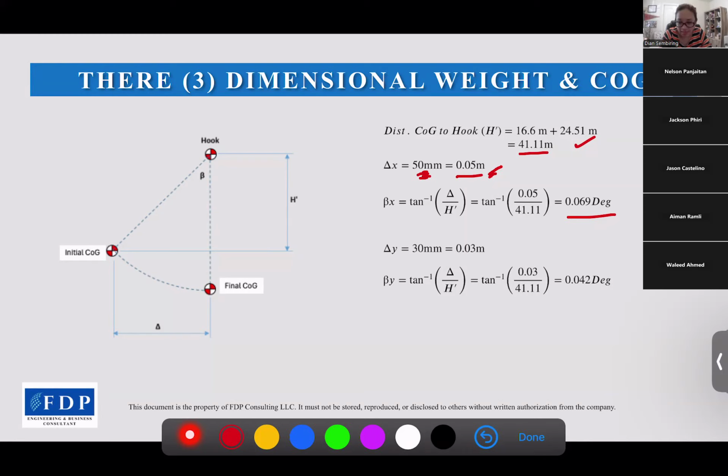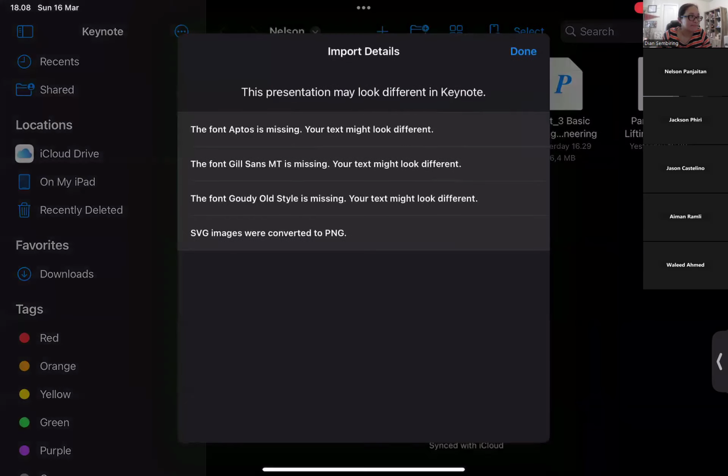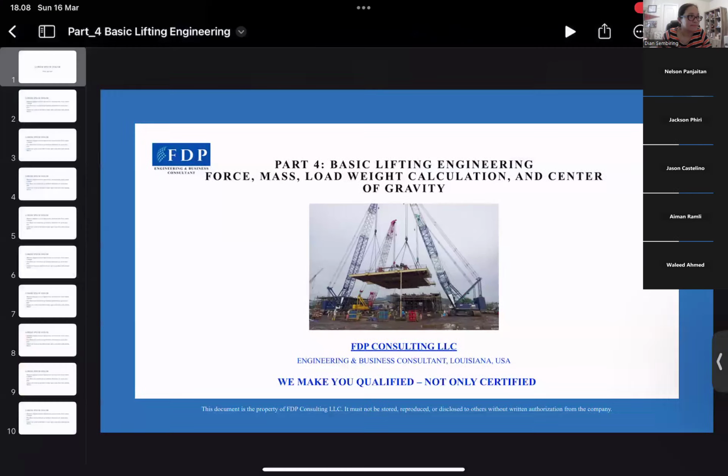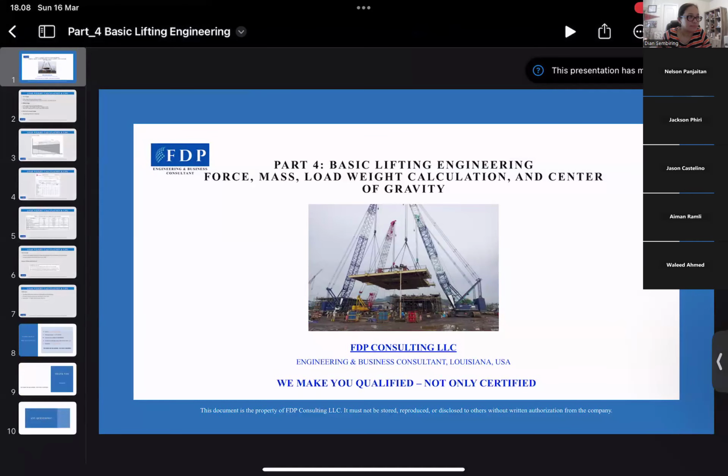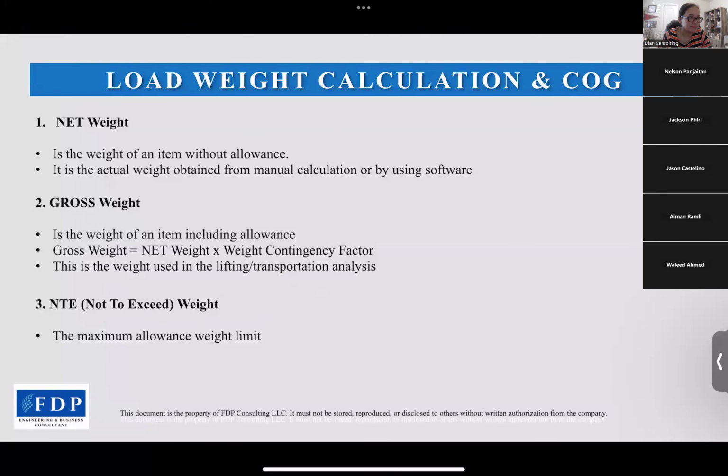All right, we will continue with the next topic. The calculation is only up until part three. The next part is only theory, I think. So part four will be what the net weight, gross weight, and NTE weight are.